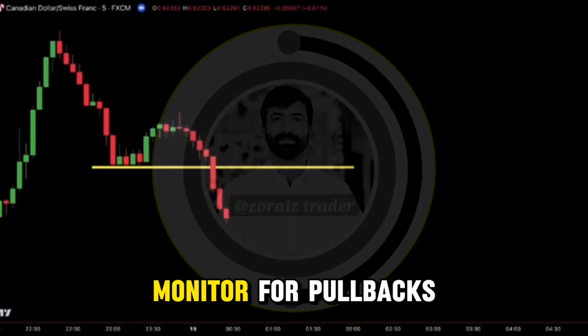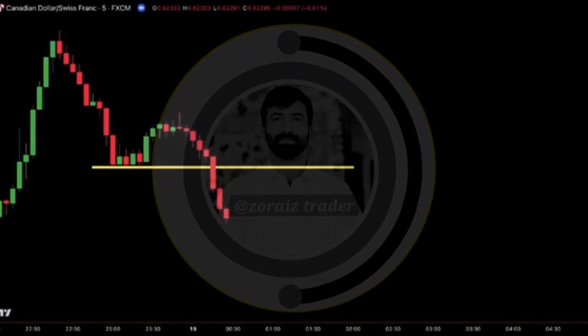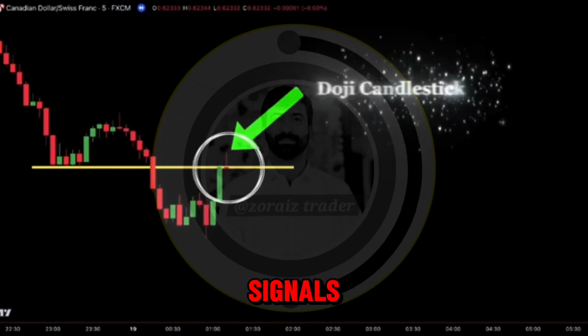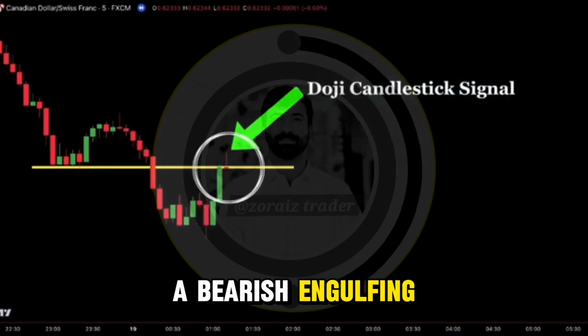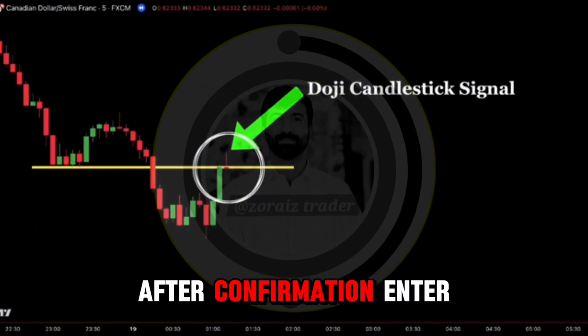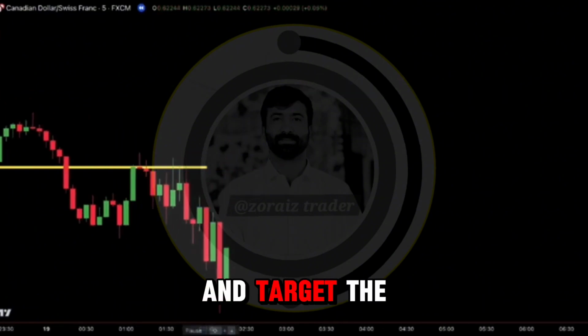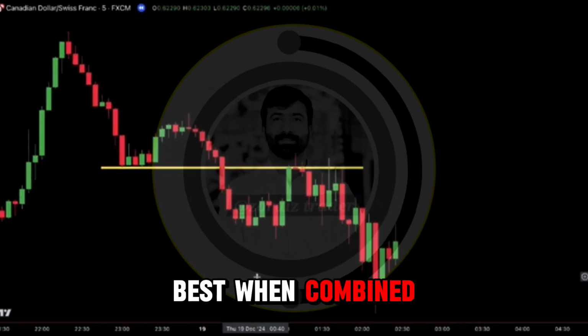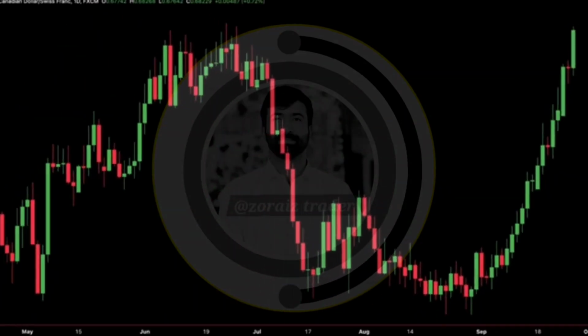In a downtrend, monitor for pullbacks to resistance levels. When the price reaches a resistance level, confirm with bearish signals, such as a shooting star or a bearish engulfing candle. After confirmation, enter a sell trade and target the next support level for your profit. This strategy works best when combined with trend confirmation.